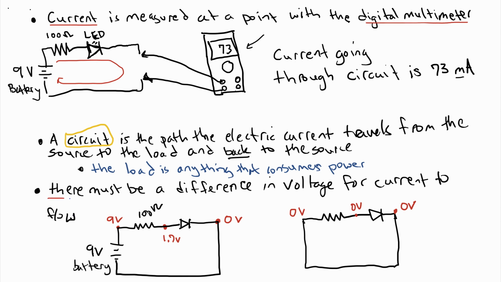And here I've said there must be a potential difference, there must be a difference in voltage for the current to flow. And so if I have a 9-volt battery, this point here, because the battery is 9 volts from here to here, is 9 volts. And then we have a voltage drop because we lose some power over the resistor to 1.7 volts. And then we lose some power over the LED. And now we're at 0 volts.